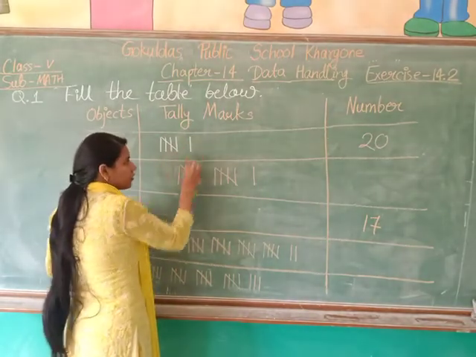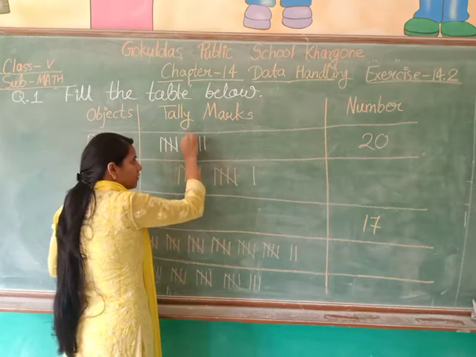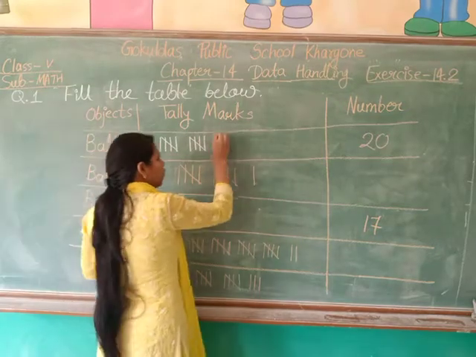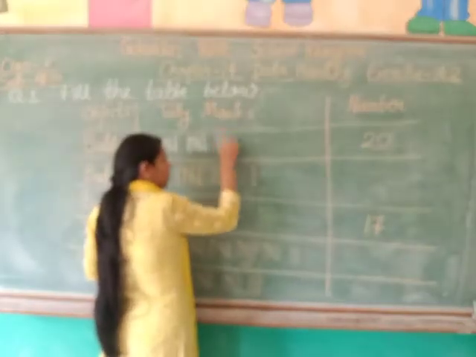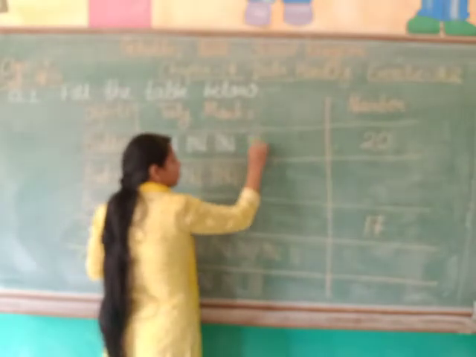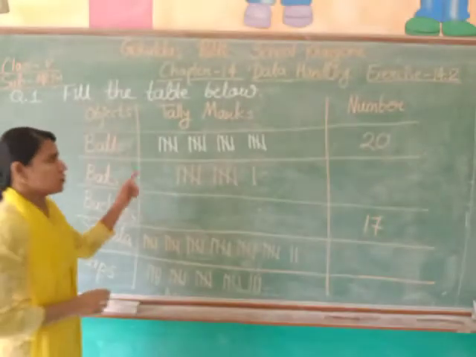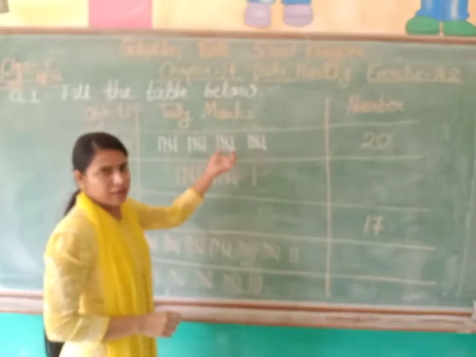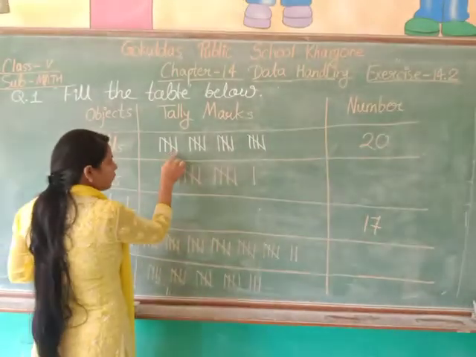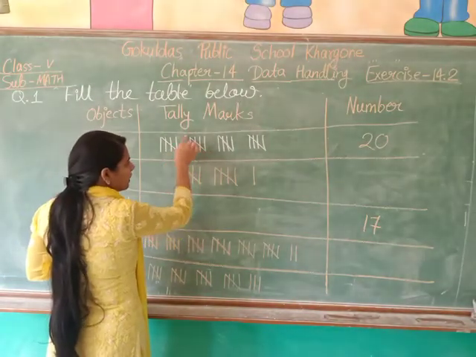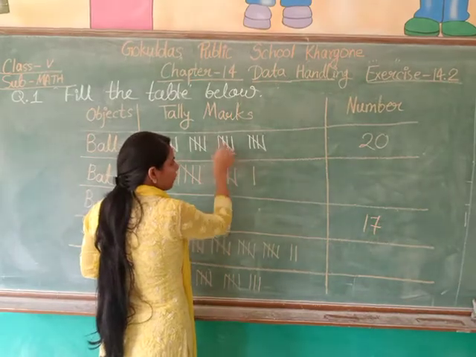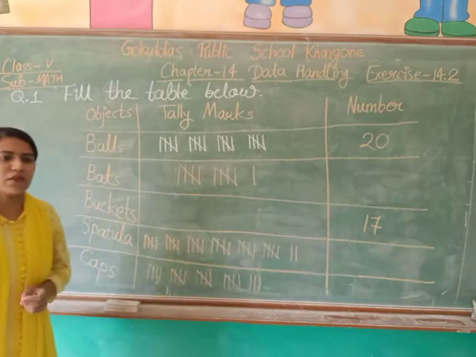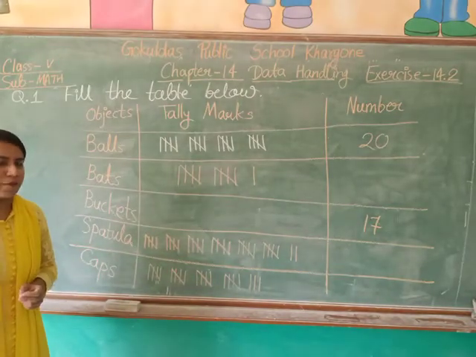Now draw another group. 1, 2, 3, 4 and 5. 5 plus 5 means 10. Now represent 1, 2, 3, 4, 5. 1, 2, 3, 4 and 5. So these 4 groups of 5 are representing 20. 1, 2, 3, 4, 5, 6, 7, 8, 9, 10, 11, 12, 13, 14, 15, 16, 17, 18, 19 and 20. So this is how we represent tally marks.